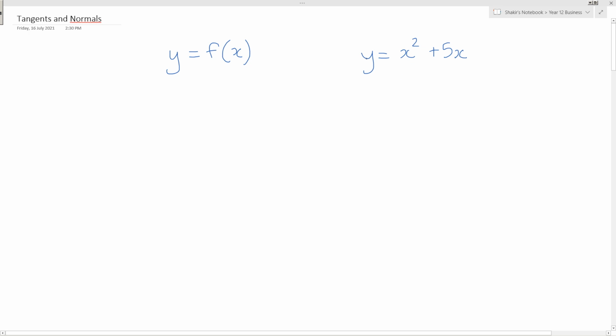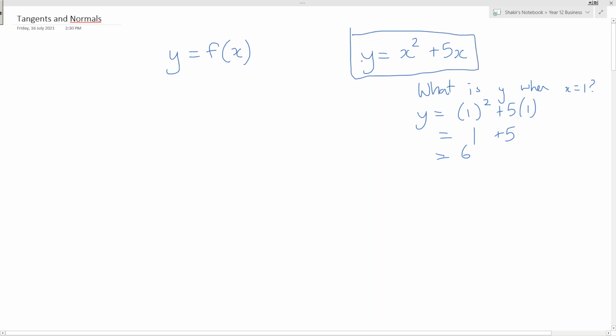Now, y is the y coordinate. And the idea is, to find the y coordinate, you sub in a value of x. So for example, what is the y coordinate when x is 1? Well, you sub x equal to 1 in. y is equal to 1 squared plus 5 times 1, which is 1 plus 5, and that's equal to 6.